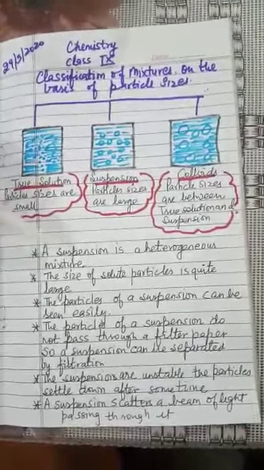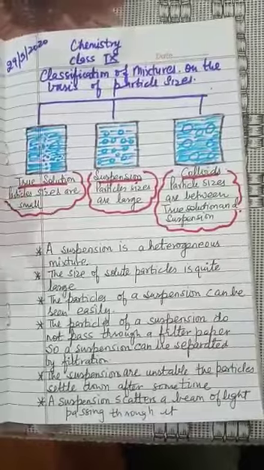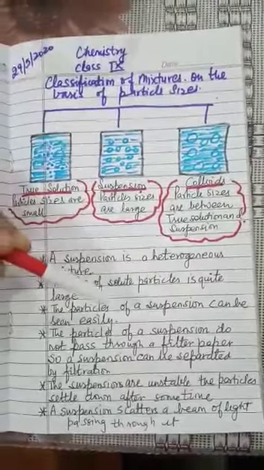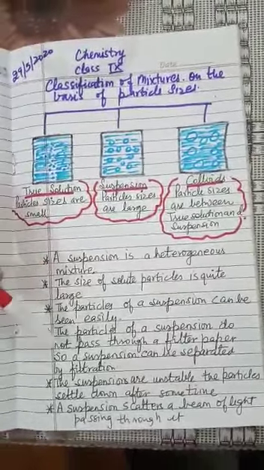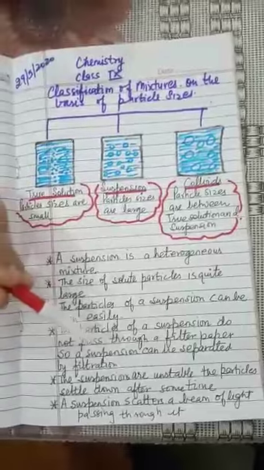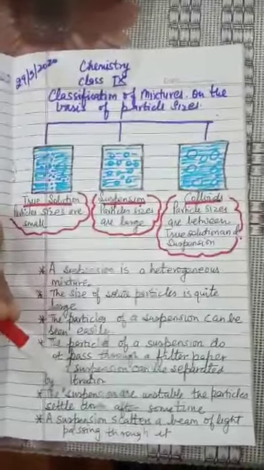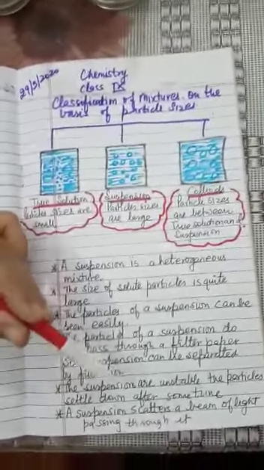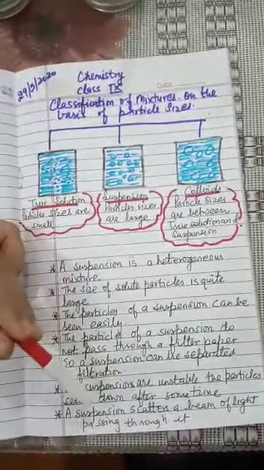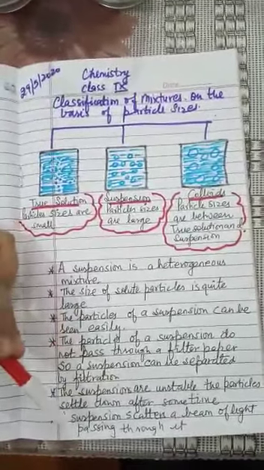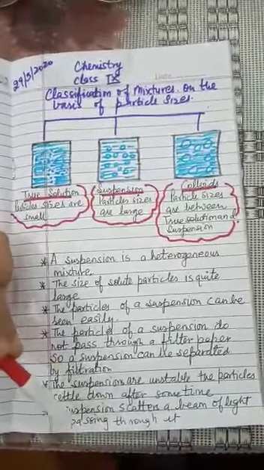By this discussion, we get the following properties of suspension, which are as follows. A suspension is a heterogeneous mixture. The size of solute particles is quite large. The particles of a suspension can be seen easily. The particles of a suspension do not pass through a filter paper, so a suspension can be separated by filtration. Suspensions are unstable. The particles settle down after some time. A suspension scatters a beam of light passing through it.